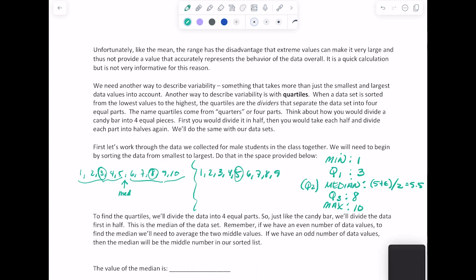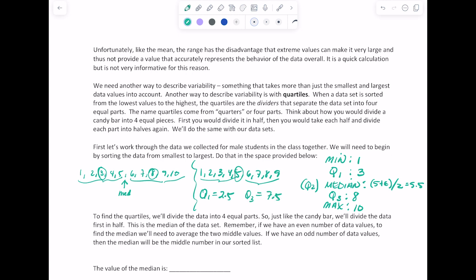Okay, so if you noticed, when I was finding the median for the 10 numbers, we really didn't include the median in our search for it. So same thing, I'm not going to include the median here. If I wanted to find Q1, I would not include the 5. I would just find the median from the numbers 1 to 4. So that would be 2.5.